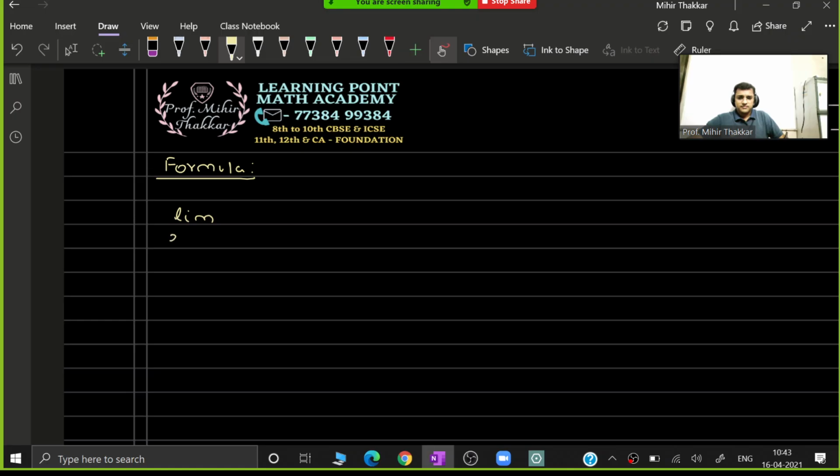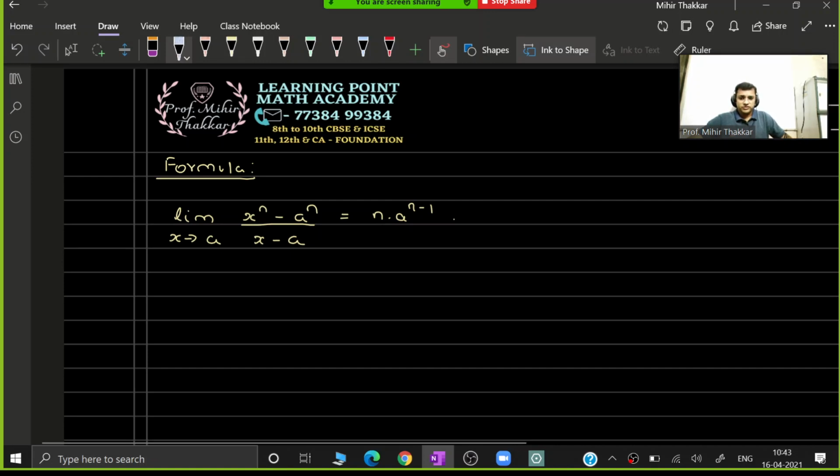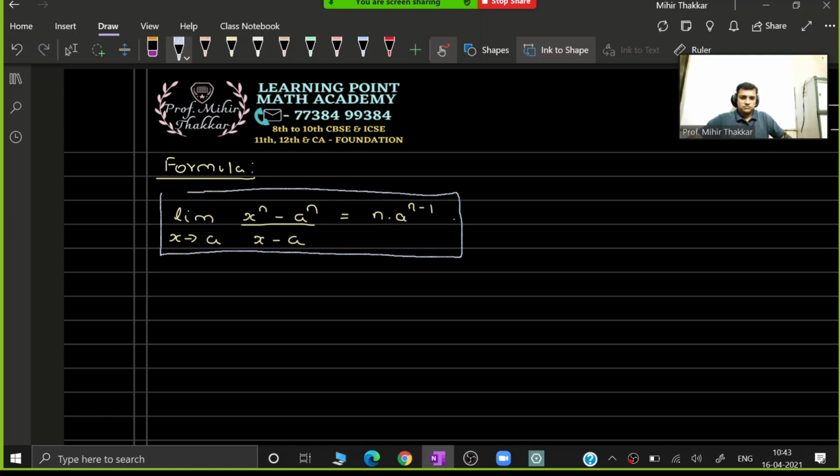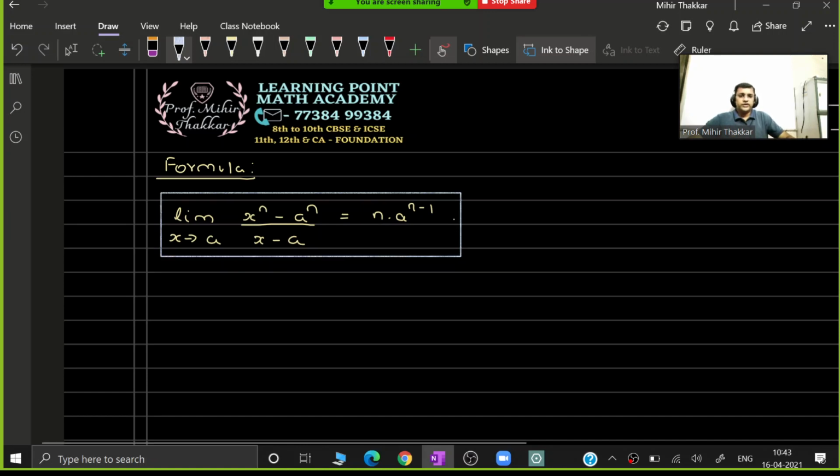It is like this: limit as x tends to a, (x raised to n minus a raised to n) upon (x minus a), is equal to n into a to the power n minus 1.